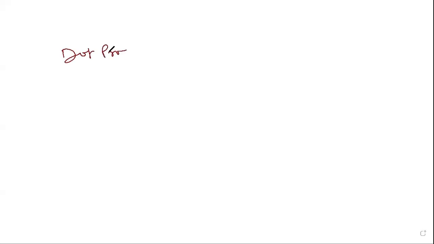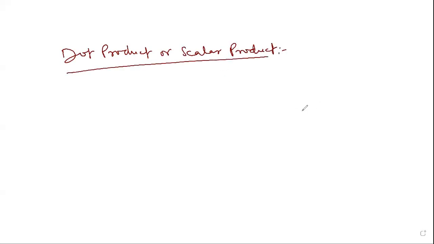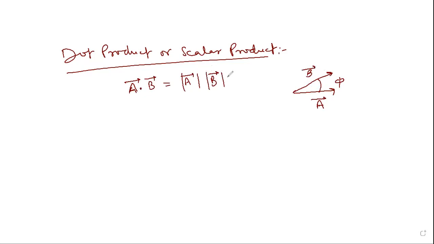In the last lecture, we were discussing dot product or scalar product. We said if we have two non-zero vectors A and B, and if phi is the angle between them, then A dot B is defined as magnitude of A, magnitude of B, the cosine of the angle between the vectors.